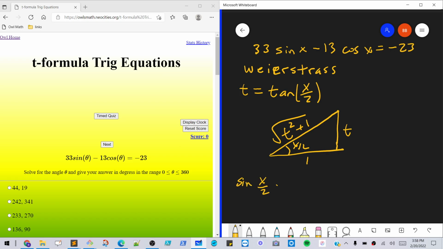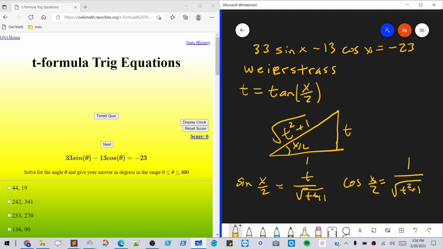So then from that, we can say that sine of x over 2 is going to be t over the square root of t squared plus 1. And cosine of x over 2 is going to be equal to 1 over the square root of t squared plus 1. And we're getting closer.